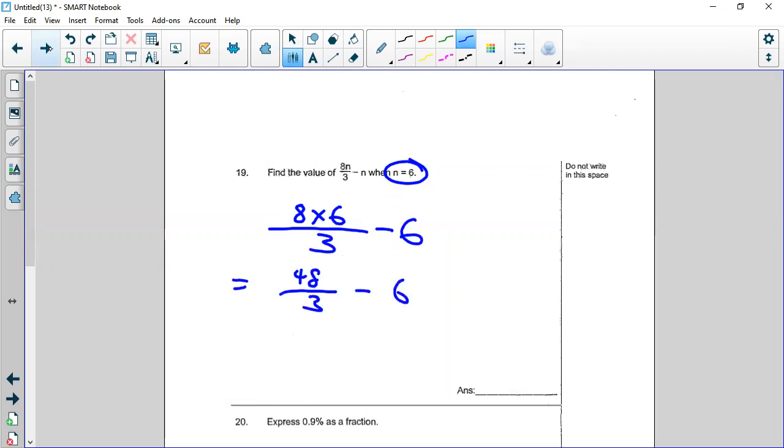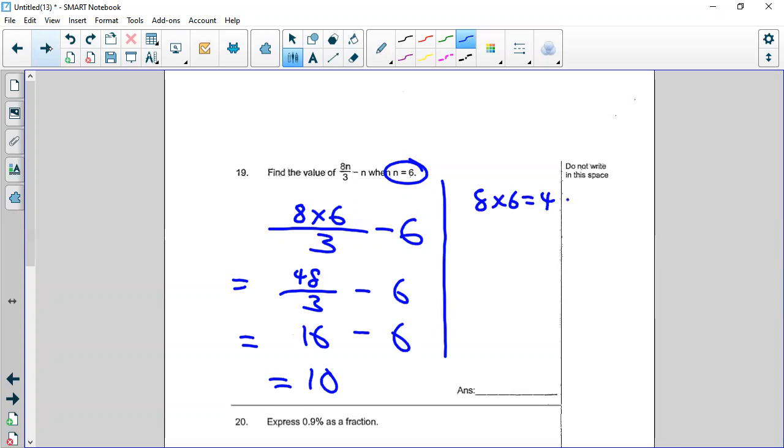So you do step by step. What is 48 over 3? 48 divided by 3, right? 16. And 16 minus 6, and your answer will be 10. So again, same, step by step. Don't break up the steps. Some of you do this, right? 8 times 6, 48. And then what? You are breaking up the steps, and this is dangerous because you may forget to do some steps if you break up the steps. So put everything together in one step.